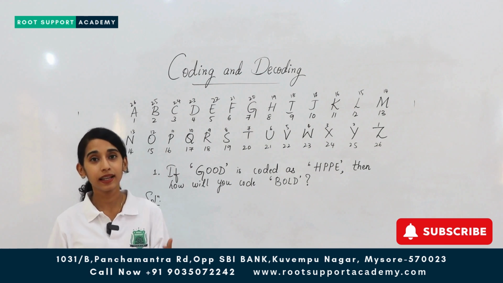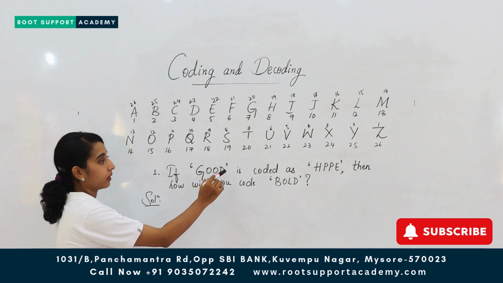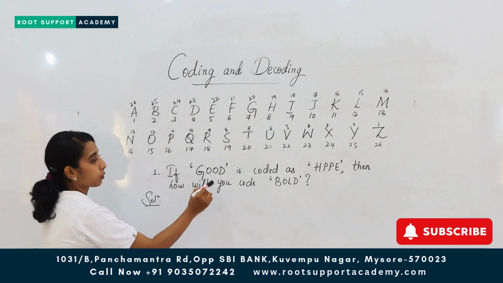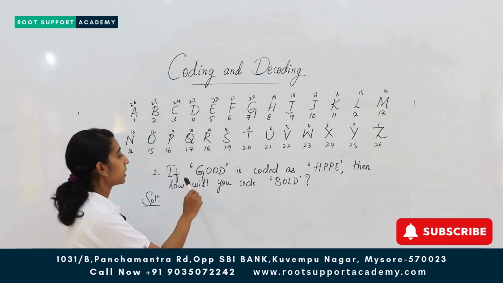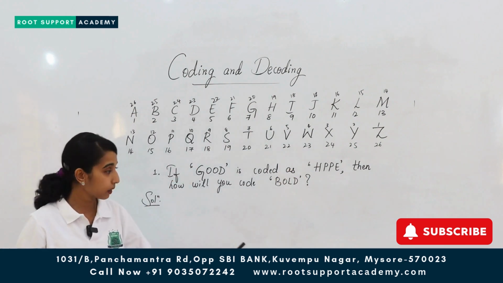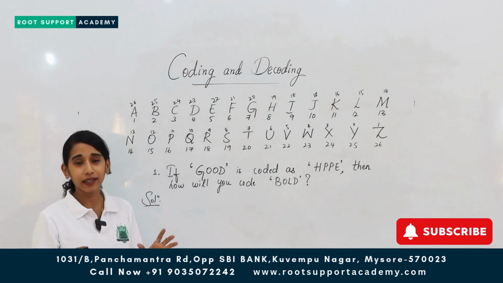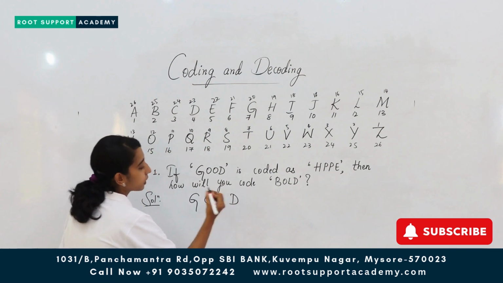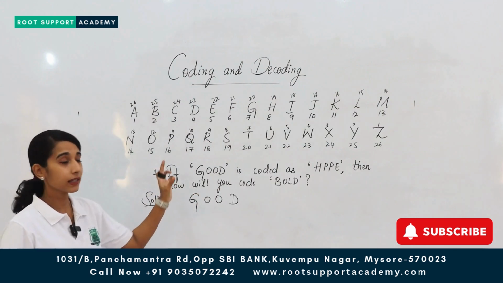So aspirants, let's look at the first question. If good, G-O-O-D, is coded as H-P-P-E, then how will you code B-O-L-D, bold? Okay, what they are asking here is that good is coded as HPPE, so using that same code, how will we code bold? It's very easy, very simple. Just write G-O-O-D, good. They have just gone one place forward.